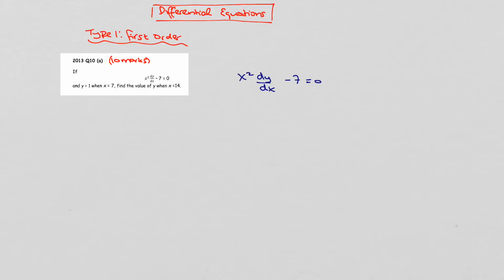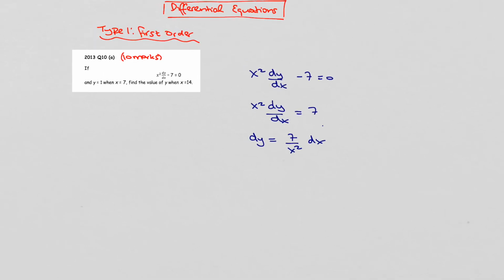So first thing we want to do is separate out our equation into our x's and our y's. So I'm going to bring 7 to the right hand side first of all, and then I'm going to separate it out by multiplying across by my dx and dividing across by my x squared. So in other words, we end up with dy is equal to 7 over x squared times dx.